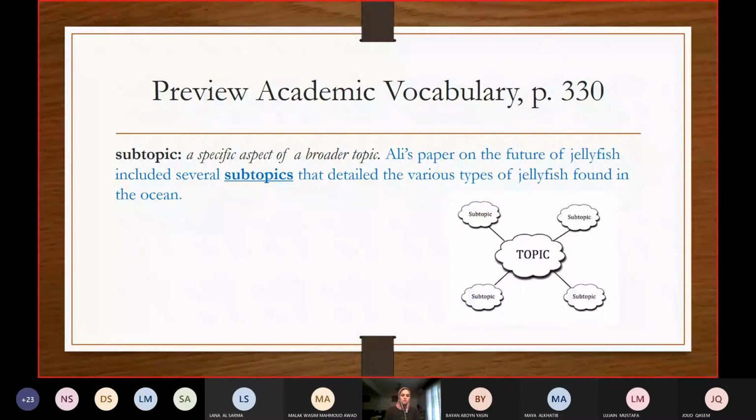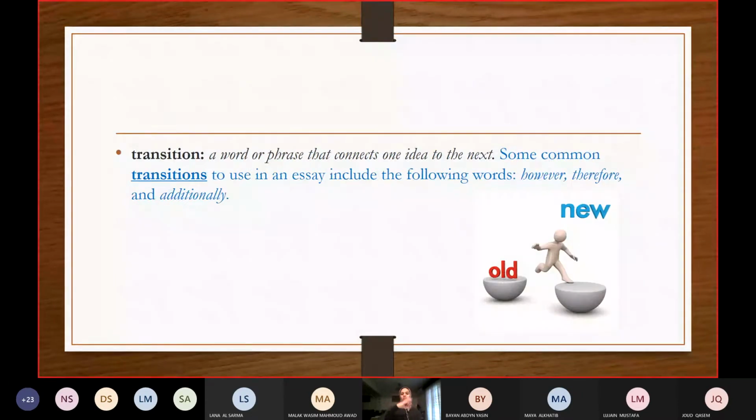Subtopic, and then transition. What is transition? Transition is a word or phrase that connects one idea to the next. So when I want to move from a topic to another, from a paragraph to another, from an idea to another, I have to move smoothly, in order to connect ideas. I don't jump. That's why in each kind of writing we have transitional words. So a transition is a word or phrase that connects one idea to the next.